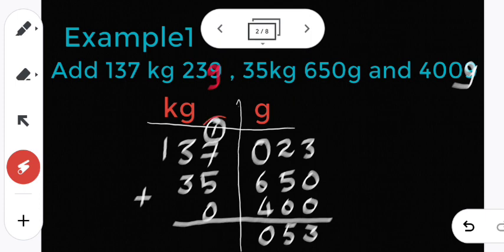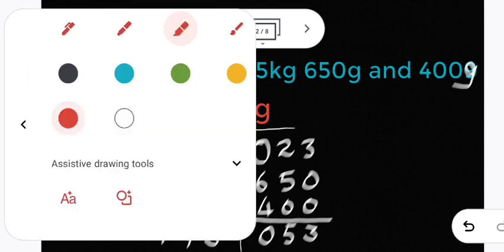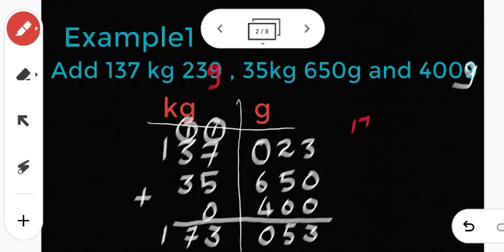Okay, now next we have 7 plus 1, 8. 8 plus 5, 13. 13 plus 0, 13 only. So in 13, 3 you will write here and 1 you will carry here. Okay, now 1 plus 3, 4. 4 plus 3, 7. Again, 1 down. So the answer is 173 kilogram, 53 gram. That 0 need not be written, so you can write it this way. 173 kilogram, 53 gram.